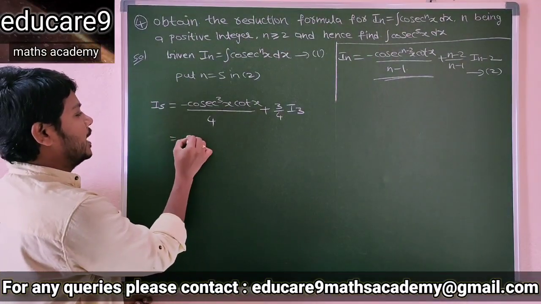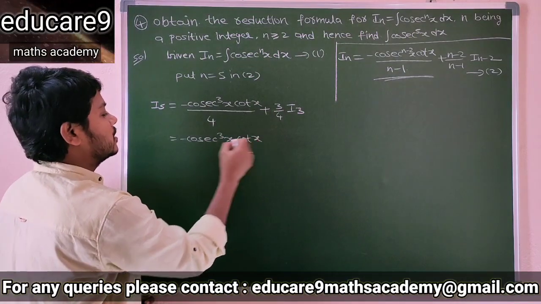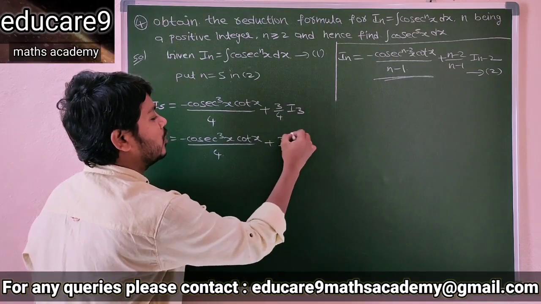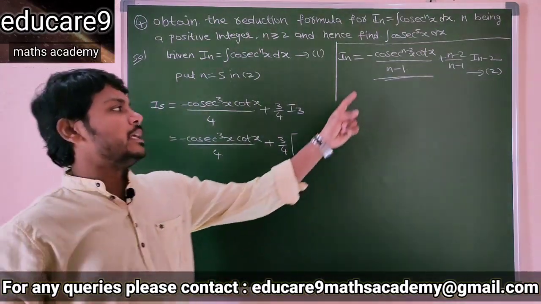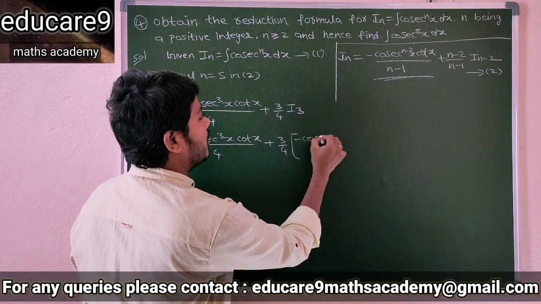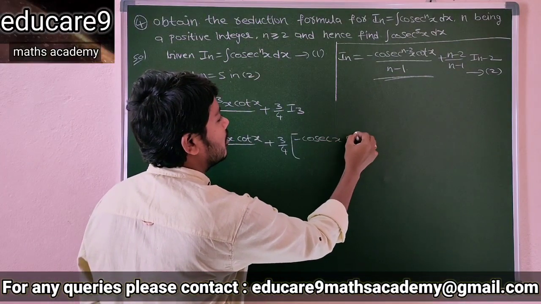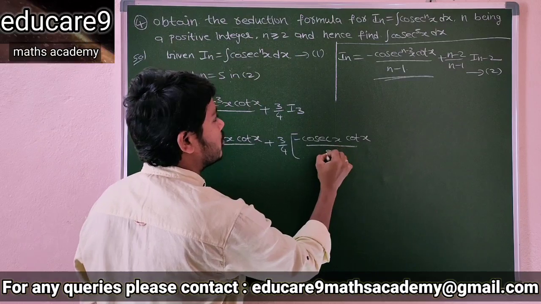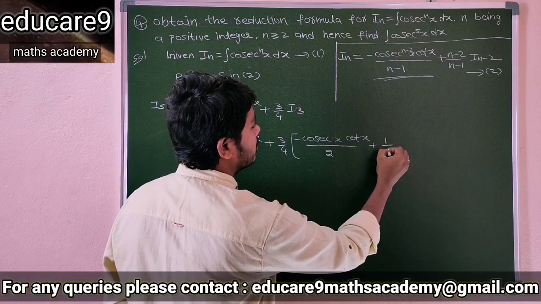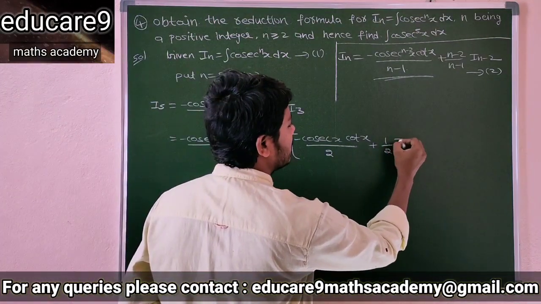Now this is minus cosec^3 x cot x divided by 4, plus 3 by 4 into I3. Again put n equal to 3 in equation 2. So what you get is minus cosec^(3-2) x cot x over (3-1), that is 2, plus (3-2) by (3-1), that is 1 by 2, into I(3-2). So I3-2 is I1.